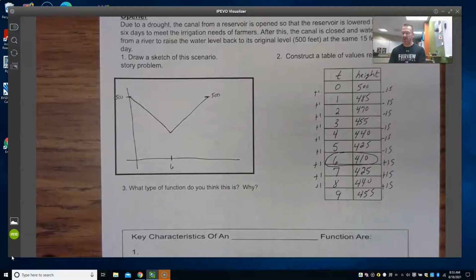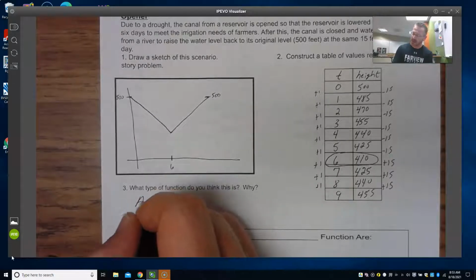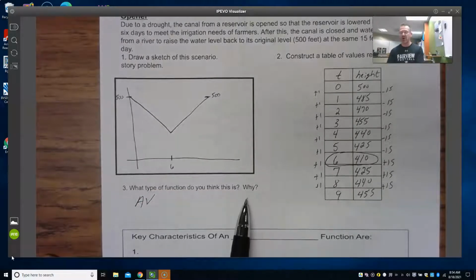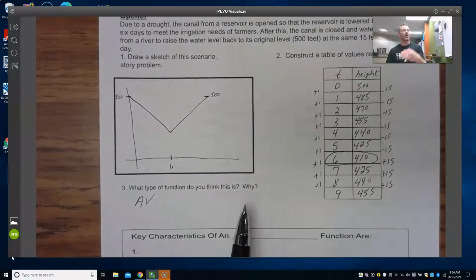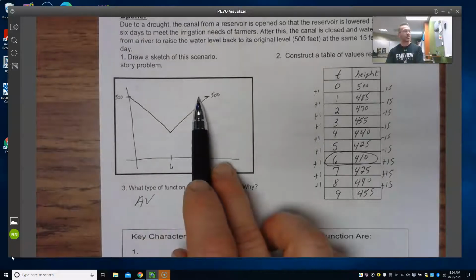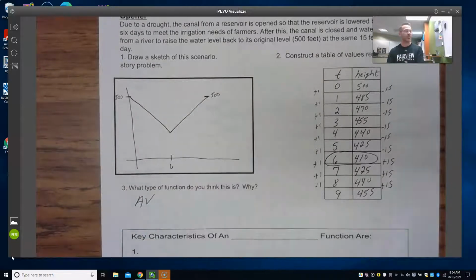And so now what type of function do we think this is? We think it's absolute value. And I've already mentioned a couple of reasons why: constant rate of change in both directions, and that turning point. So hopefully you see that this has some characteristics that are similar to linear, the constant rate of change. But it's really that turning point where we get both rates of change in opposite directions. That is a key characteristic.